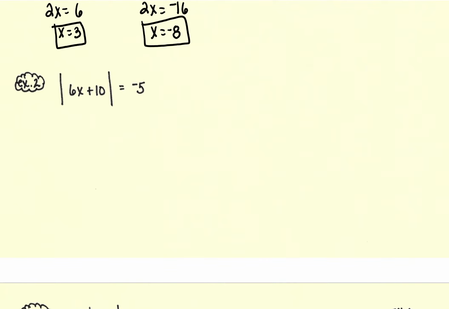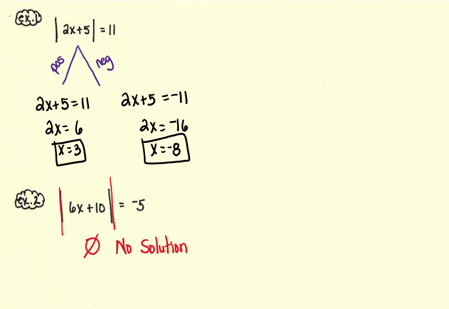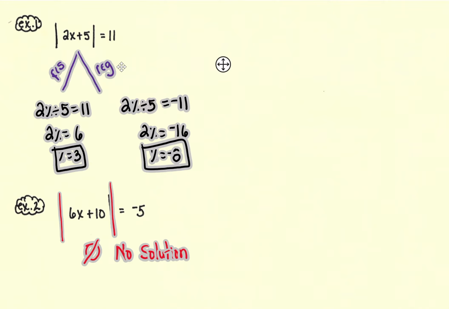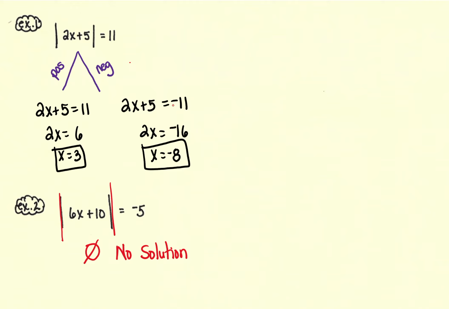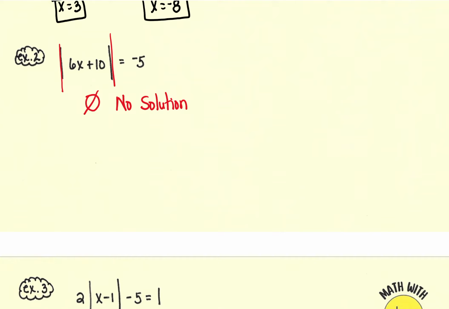Now, in this example, we are saying that the absolute value of something is equal to a negative number. Well, that's not true. Absolute value, when it's still in the absolute value, has to be positive. If you are still in the absolute value, distance has to be positive. Now, up here, when I broke it out of the absolute value, that's what allowed me to say 11 and a -11. So in this situation, there's just no solution.